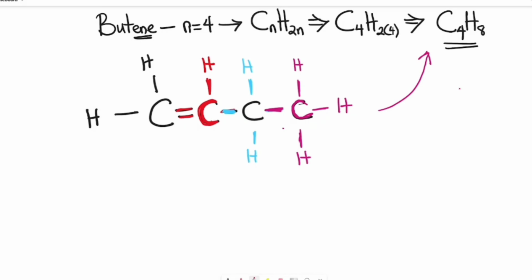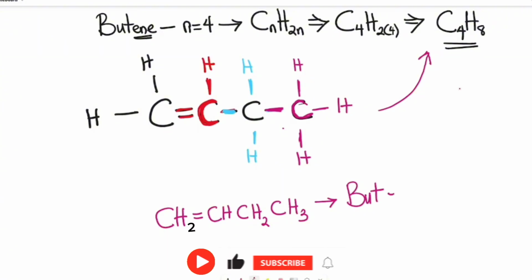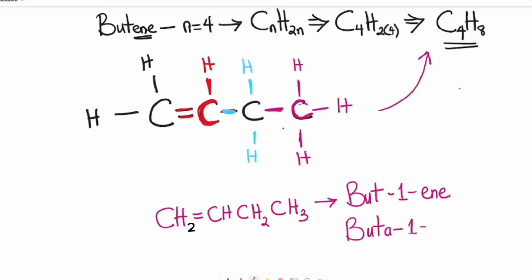For the structural condensed formula, we have CH double bond CH, and then what? CH2, and then what? CH3. This is called but-1-ene. Some people call it buta-1-ene. B-U-T-A-1-ene. Whichever rocks your boat is fine.